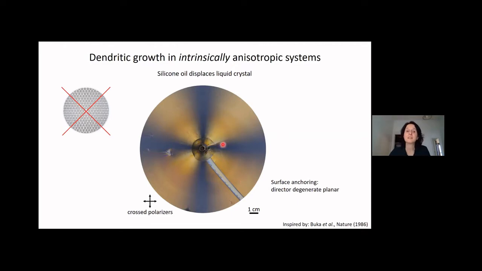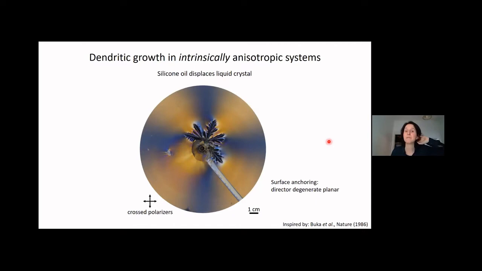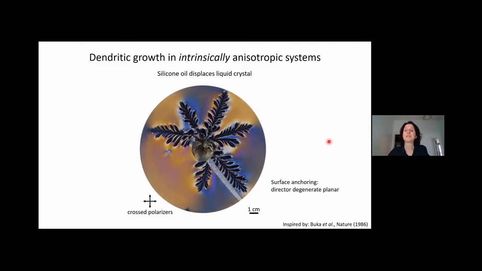So we now go back to having 2 smooth surfaces, so no more underlying symmetry. Instead, we use a liquid crystal and displace it with a lower viscosity silicon oil. Now, if we look at this pattern growth on the crossed polarizers, the liquid crystal will appear as colorful and the silicon oil will appear as black. And so indeed, in this intrinsically anisotropic system, we can again observe stable tips that never tip split, characteristic of dendritic growth.